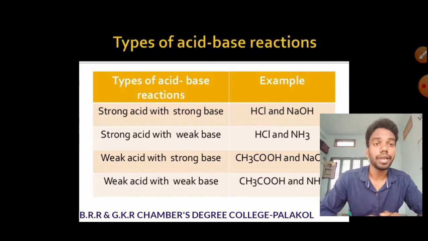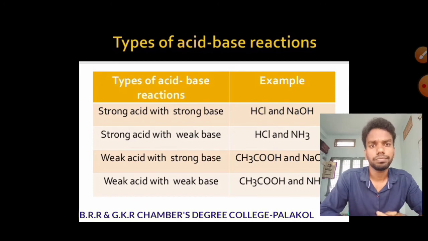And next, types of acid-base reactions. Mainly you are having different types of acid-base reactions. So what is a strong acid? It undergoes complete ionization, that is a strong acid. Partial ionization, that is a weak acid, right? The same for bases also. So the first reaction is a strong acid versus a strong base. Strong acid is HCl, it completely ionizes into H plus and Cl minus. NaOH also completely ionizes into Na plus and OH minus, right?